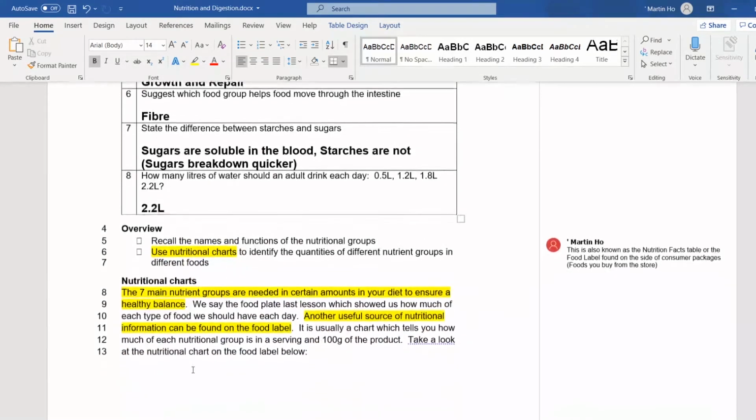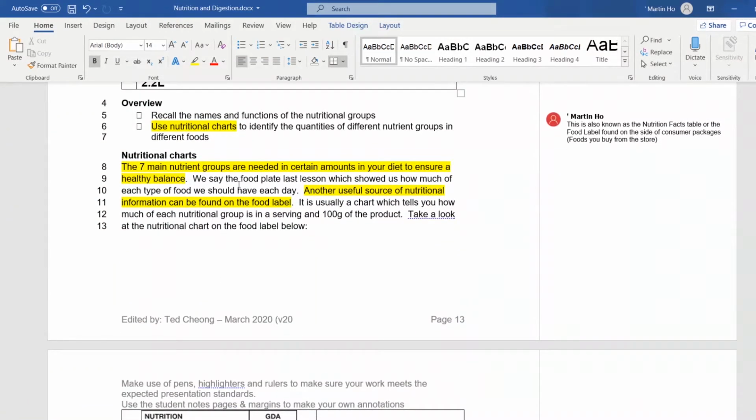So, moving on to our overview. We're going to recall the names and the functions of the nutritional groups, but we're going to add a little bit more in this lesson. We're going to use nutritional charts to identify the quantities of different nutrient groups in different foods.